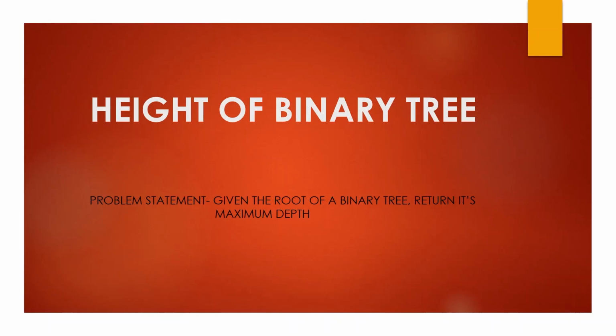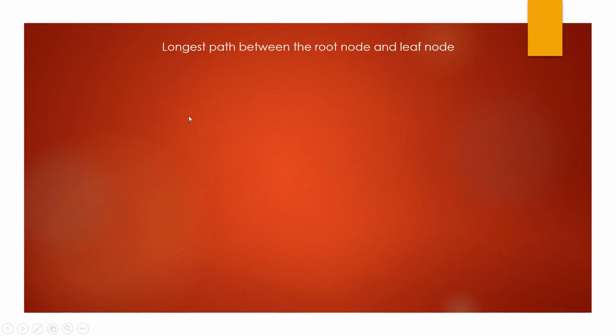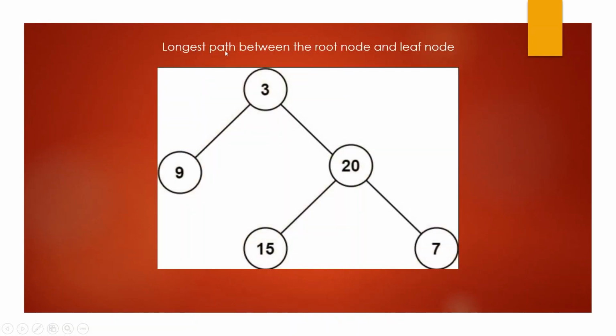For now, we are solving this question, which is to calculate the maximum height of a binary tree. The problem statement goes like, given the root of a binary tree, return its maximum depth. So what is basically height? Height is the longest path between the root node and leaf node. Suppose, what's the root node here? We have 3. And what's the leaf node? We have 9, 15, and 7.